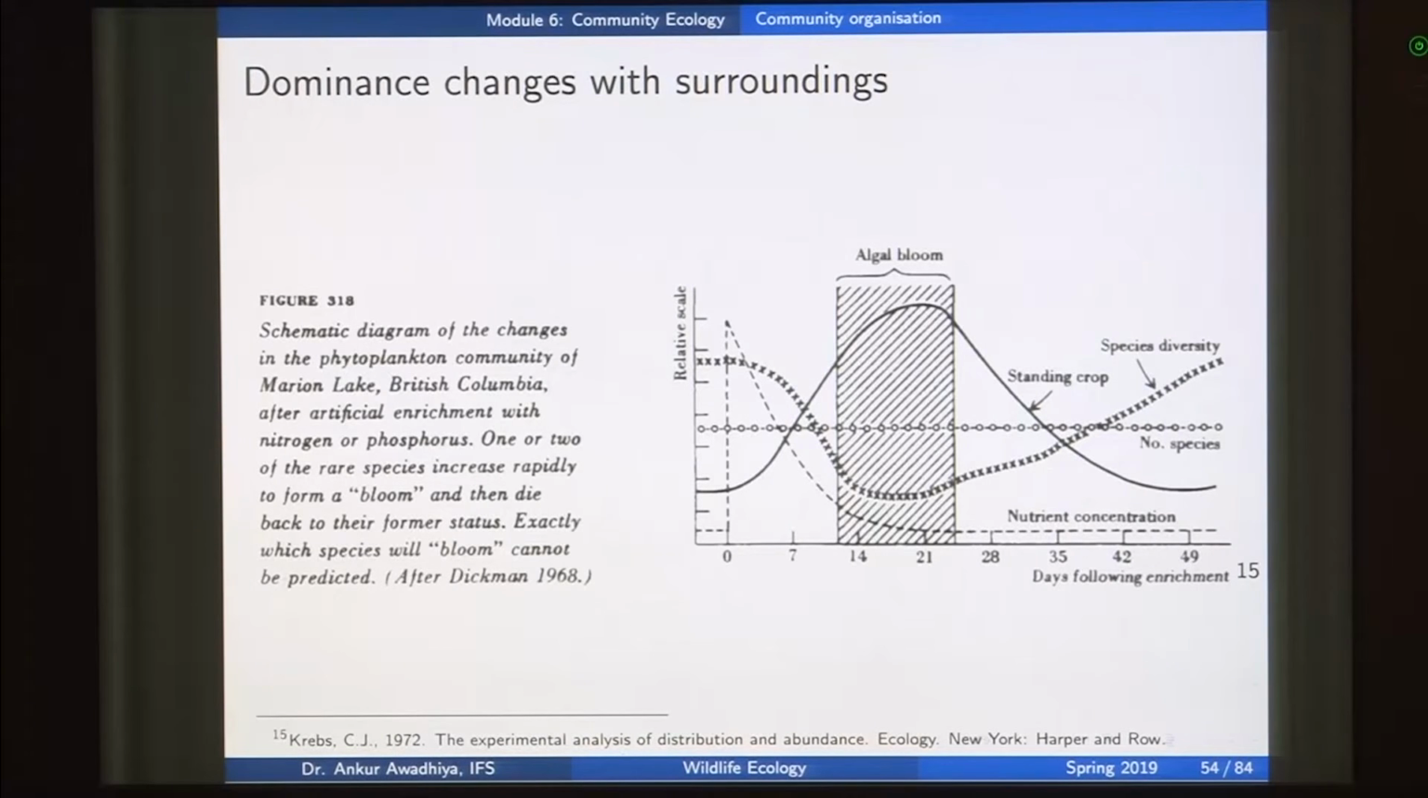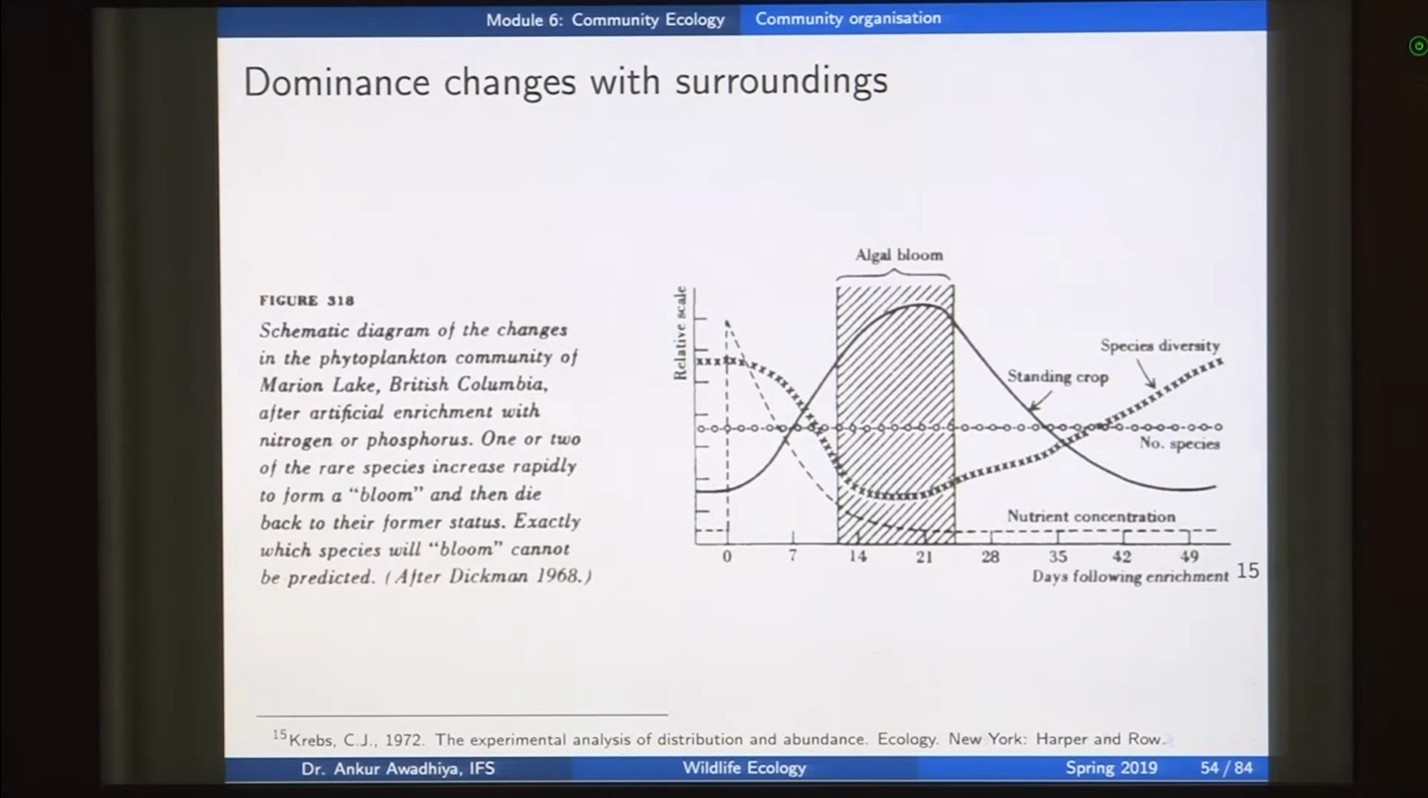So, even though this community was given some changes, it was able to self regulate and bring everything back to the normal state. So, at the very end, it had the same level of biodiversity, the same standing crop, and the same number of species, as if nothing had happened.